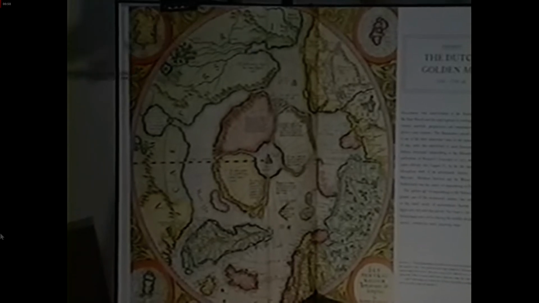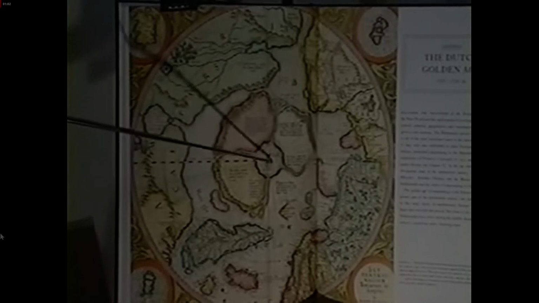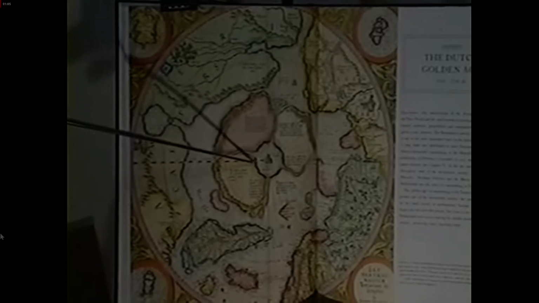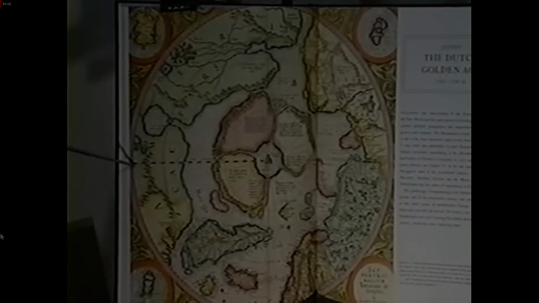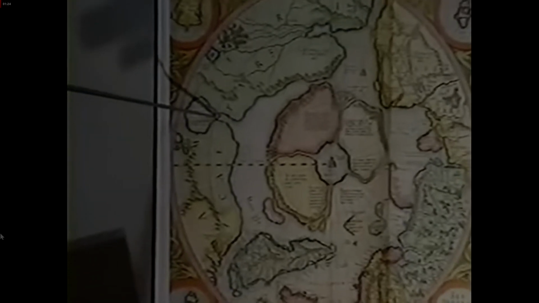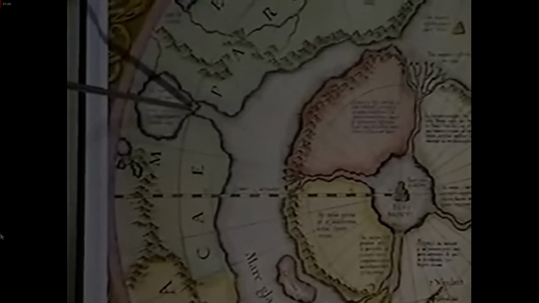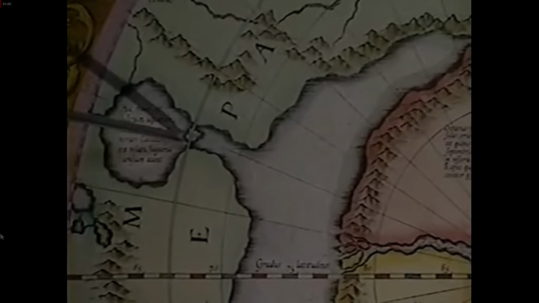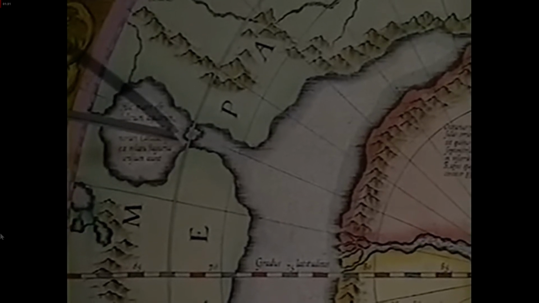You'll notice this is the northern hemisphere, with the 90th parallel being in the center. You will also notice that there is a navigational meridian placed here. We'll find out why later. You will notice here the detail of the Hudson Bay. And right here, we have Southampton Island. No question about it.